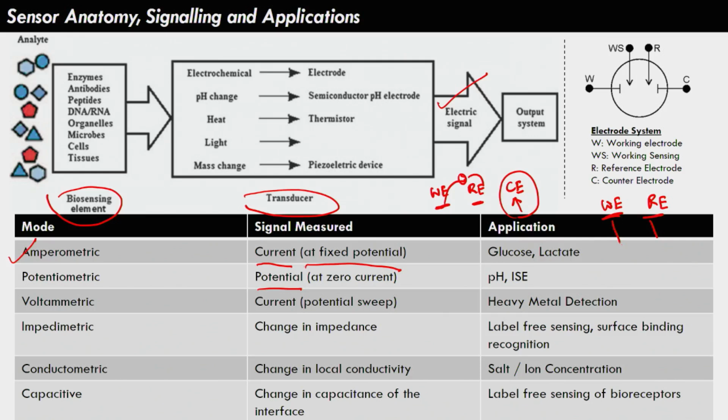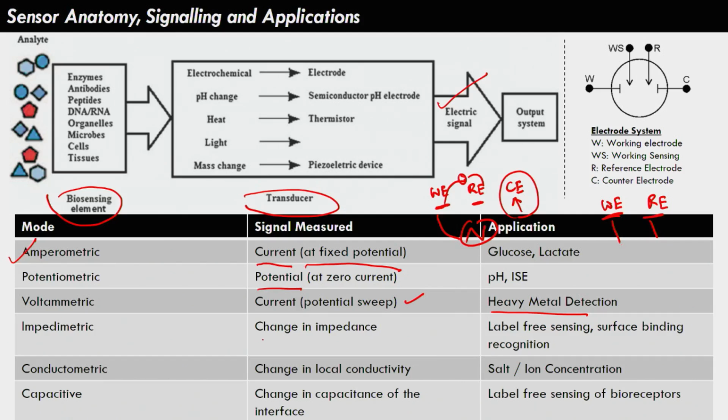This is for potentiometry. In voltammetry, which is generally used for heavy metal detection, we do a potential sweep. So the voltage that we were keeping constant between the working and the reference electrode is no longer constant. You can use some sort of a sweep, a triangular waveform, to change the potential, then look at the current that is coming out, and do your analysis.